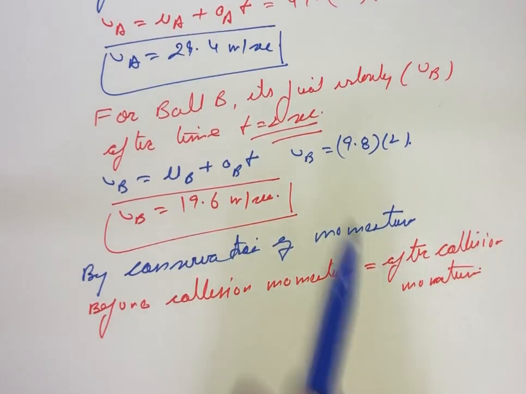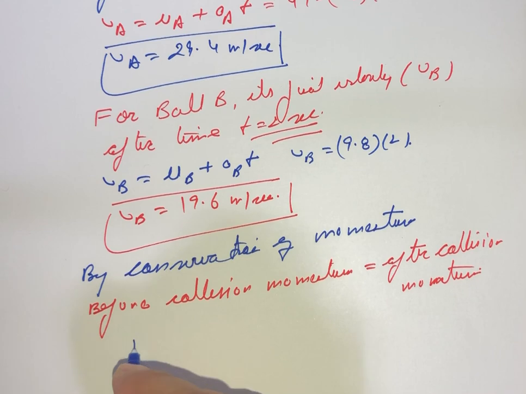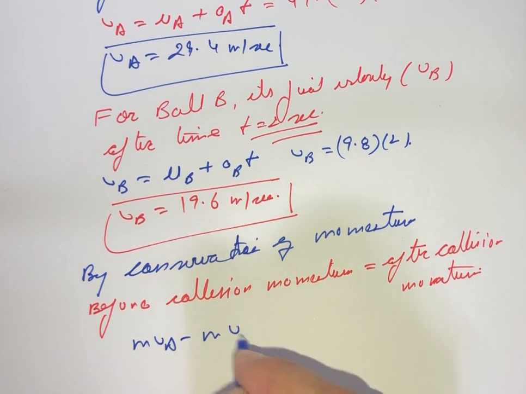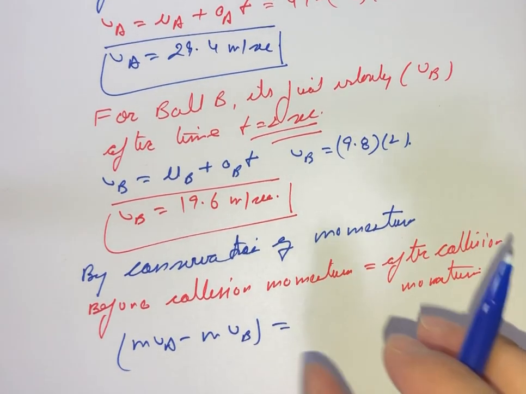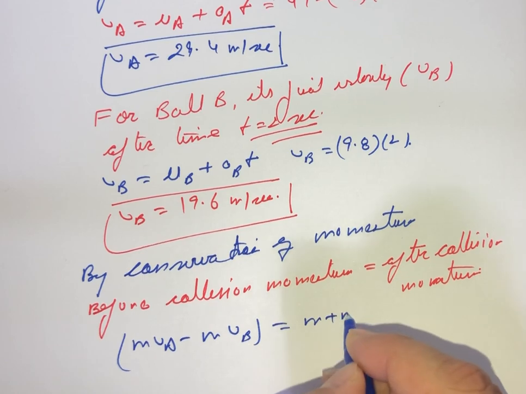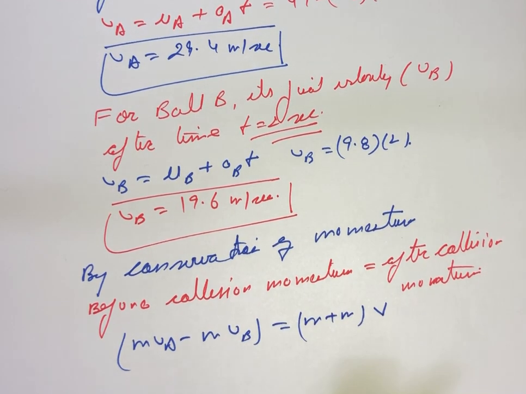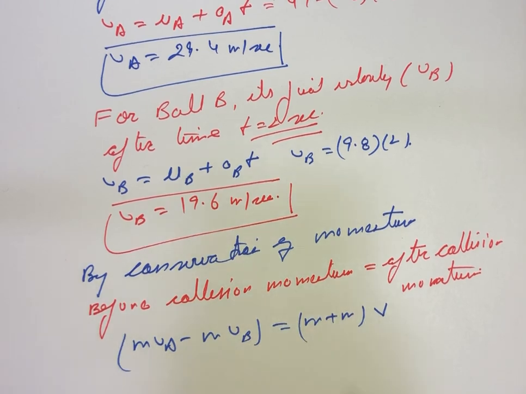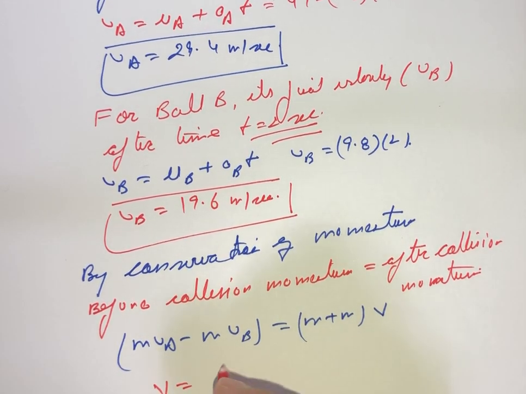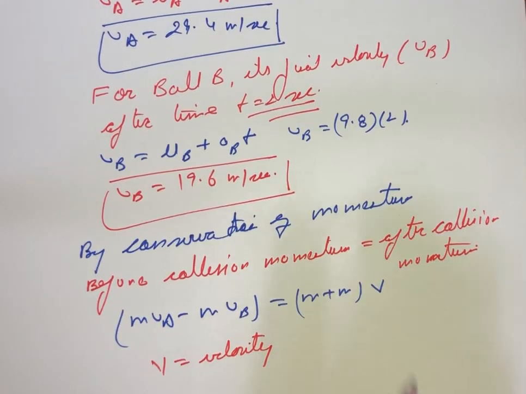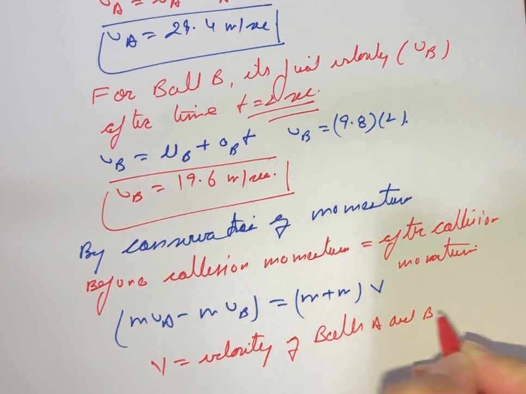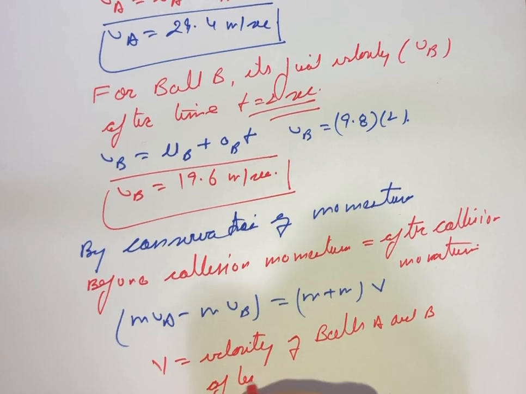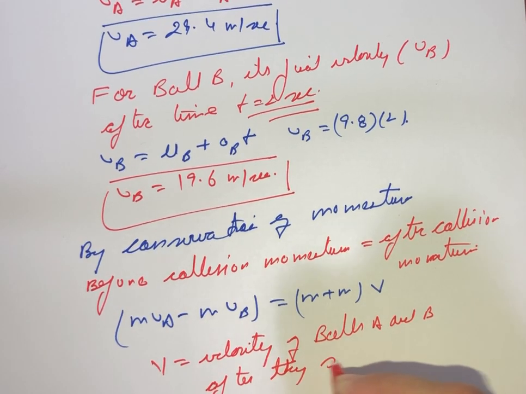So you can write the equation as MVA minus MVB is equal to, after collision they are going to stick together, so let us suppose their velocity is given as V. Okay, so here V is the velocity of balls A and B after they stick together.